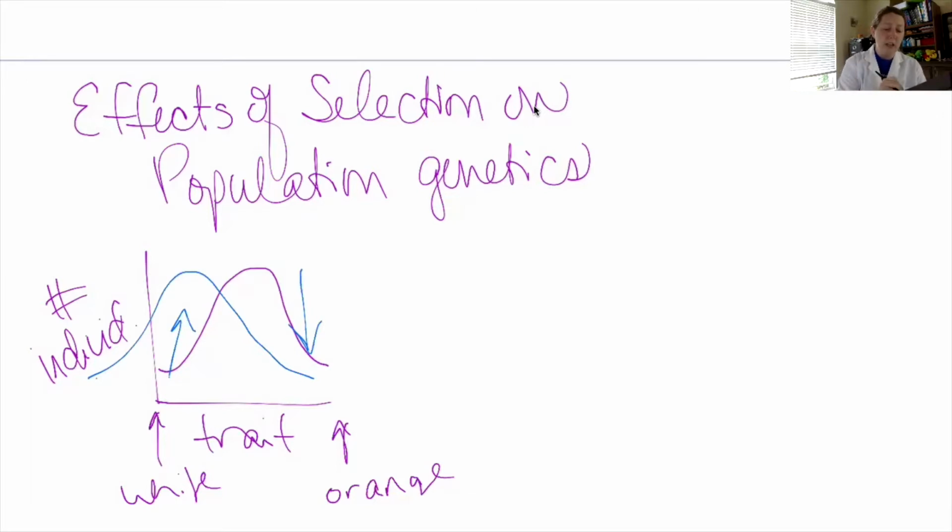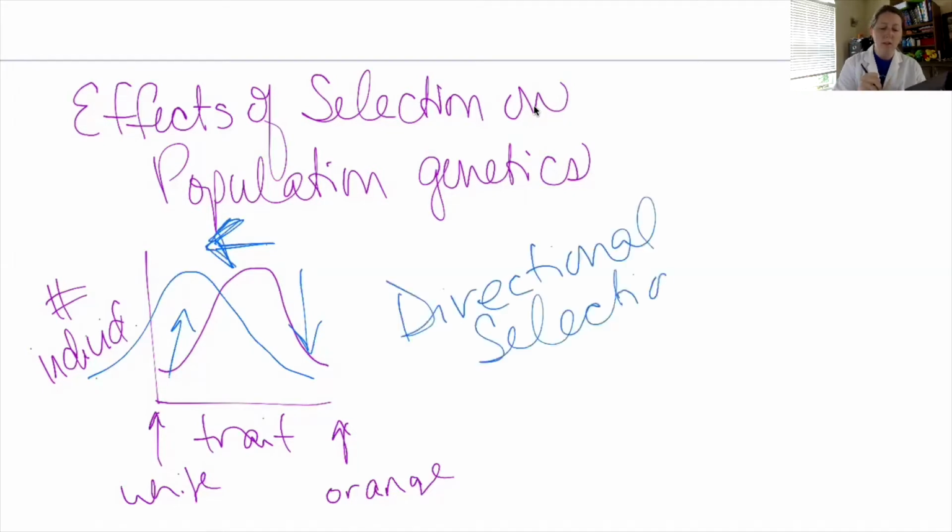It shifted in one direction, so we call this directional selection. With directional selection, you are going toward one extreme or the other. We just happened to choose that the white extreme would be the one selected for and the orange would be selected against, but it could have gone the other way as well. So in directional selection, the trait shifts toward one extreme.